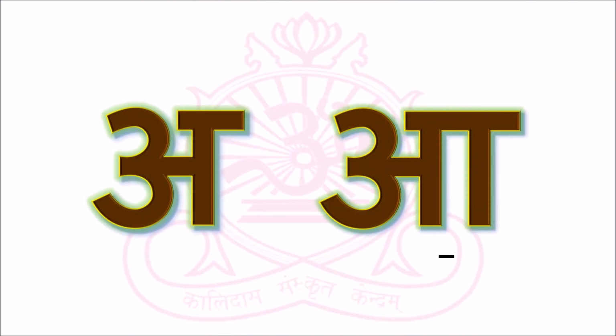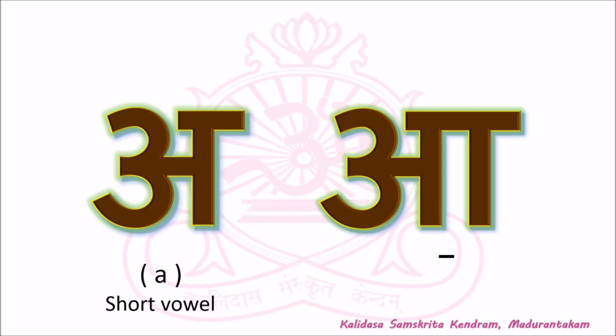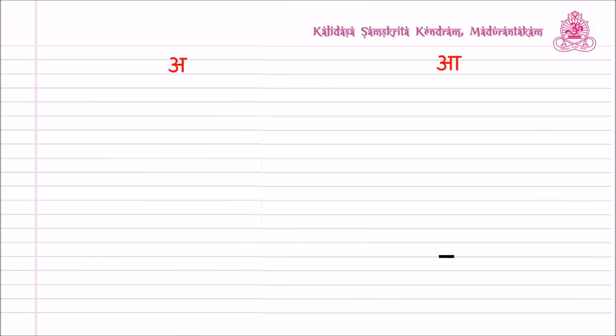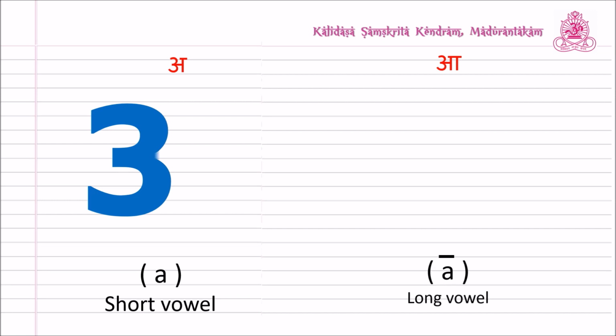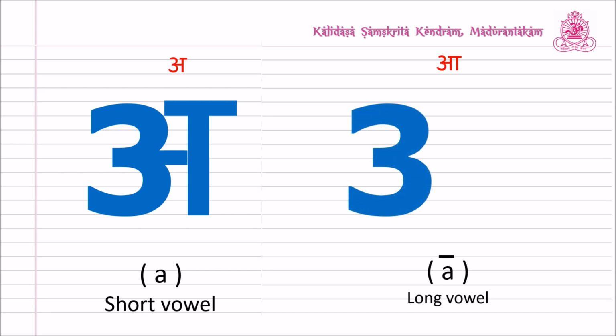A. The writing method. How to write A? Please watch. A is a short vowel. A is a long vowel.